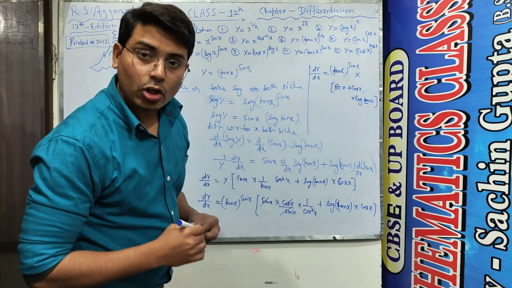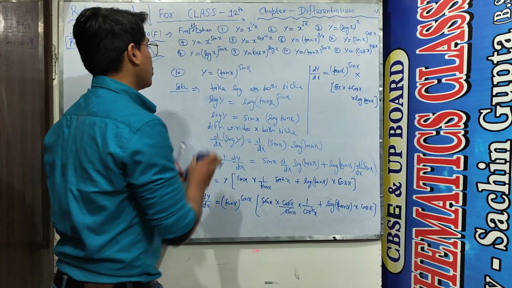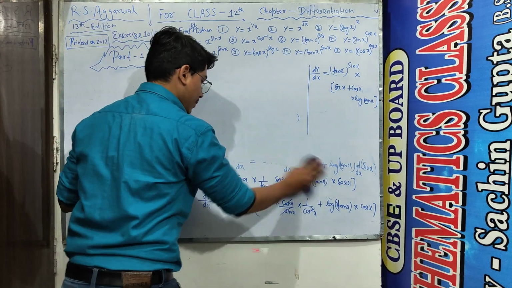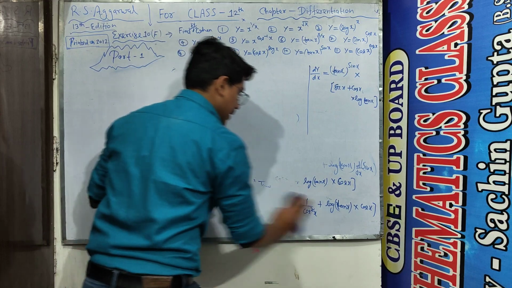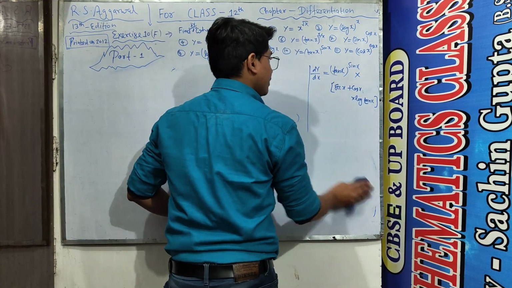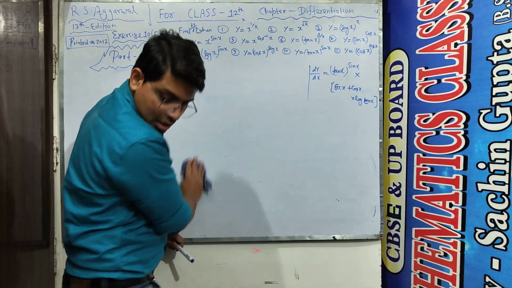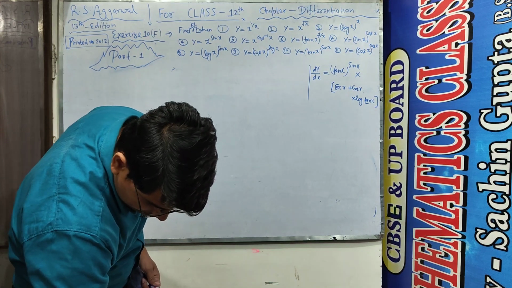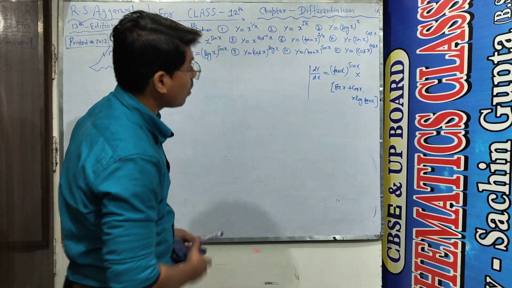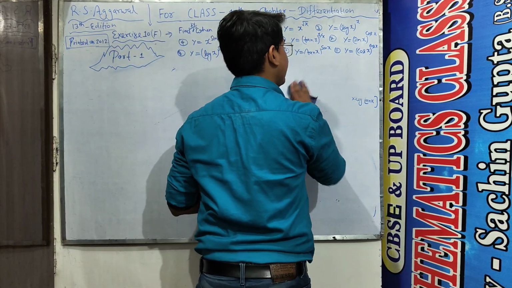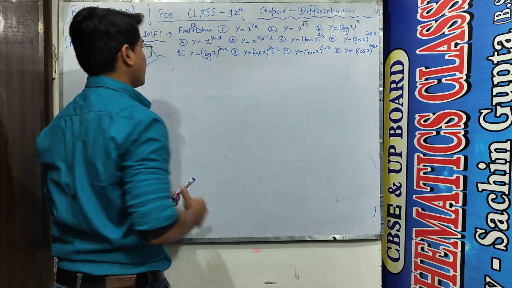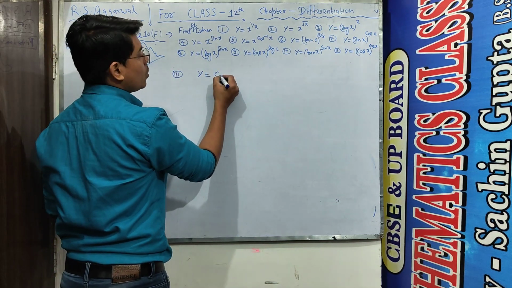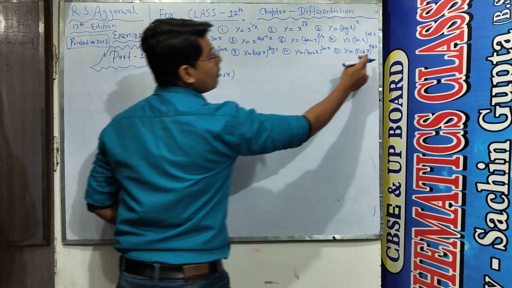Now we go on to the solution of question number 11. I erase this first, then I solve question number 11, students. Question number 10, its answer is sec x plus cos x log tan x, right? Now question number 11 is given to us: y equal to (cos x) whole power cos x.